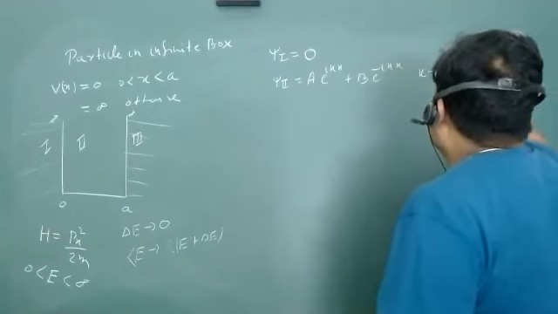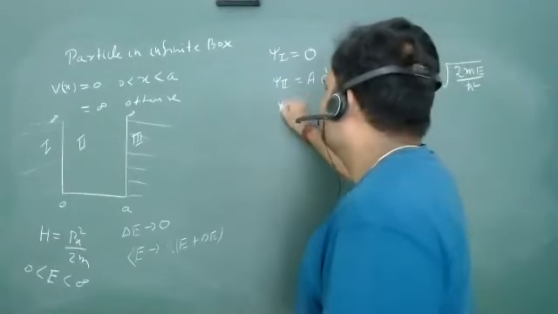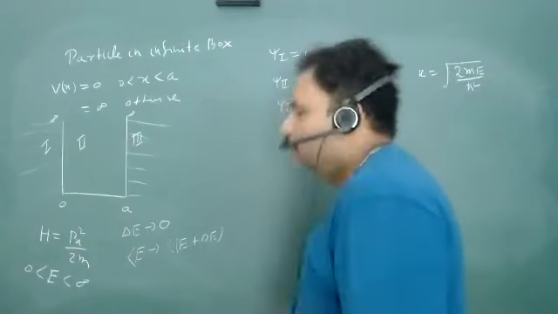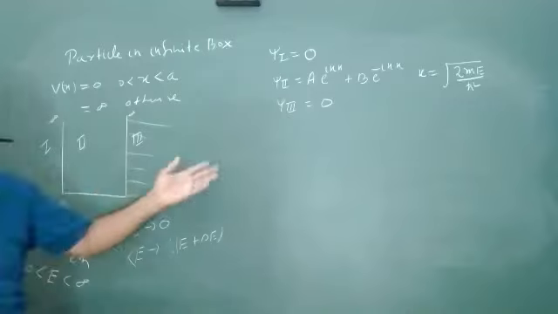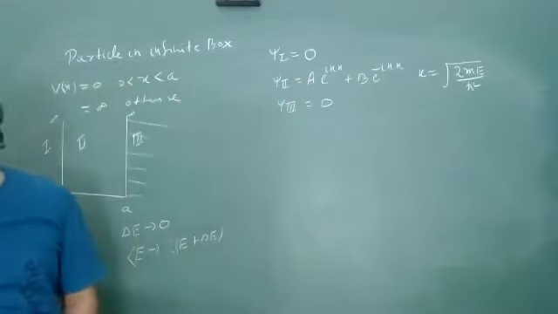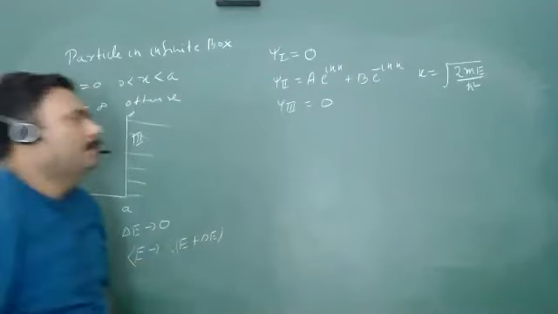Root under 2m upon h cut square. What about psi 3? 0. Everything is correlated. जो पहले किया है उसको आपको यूज करना पड़ेगा. I am not spending unnecessary time solving the Schrodinger wave equation again and again. We have to focus on the main concept.